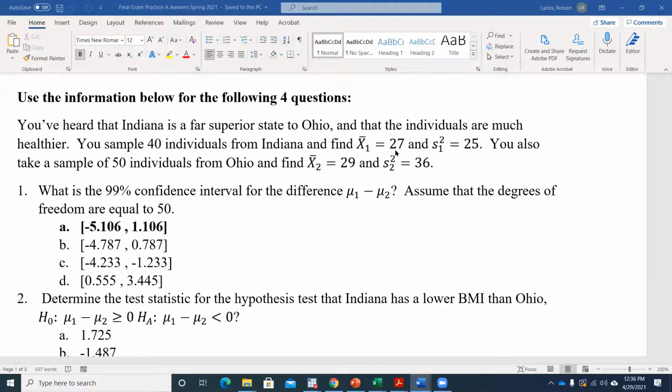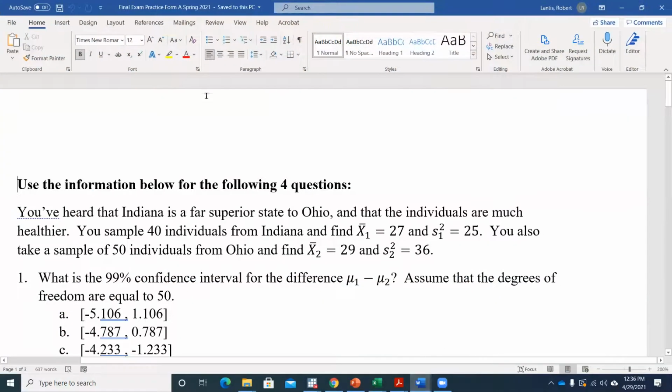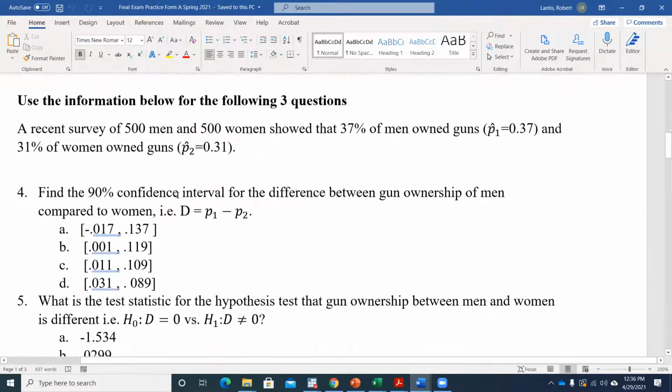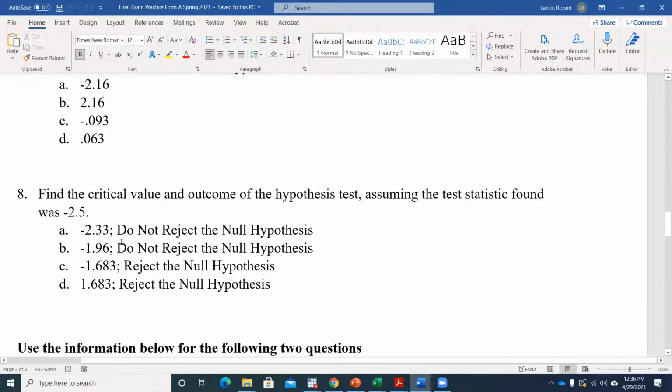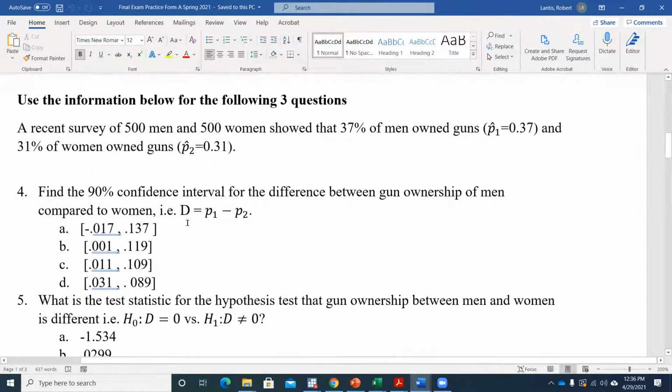All right, so this is the answer key, which is not what I want. I believe we worked through 1, 2, 3, and then we skipped down to 7 and 8 last class. So we'll pick up and work through number 4. We've got 500 men, 500 women, and 37% of men own guns, 31% of women own guns, if we find from these surveys.